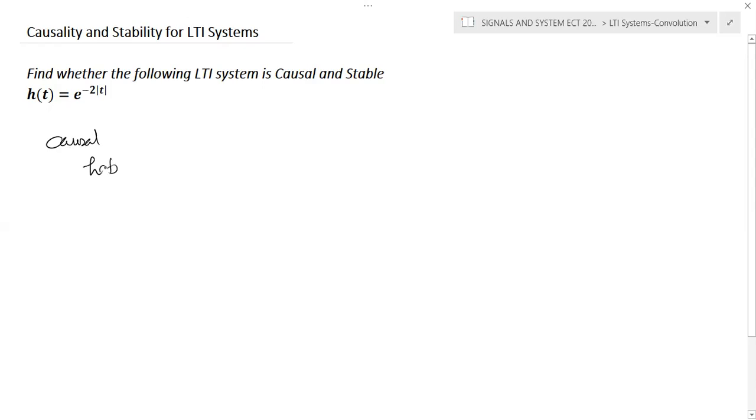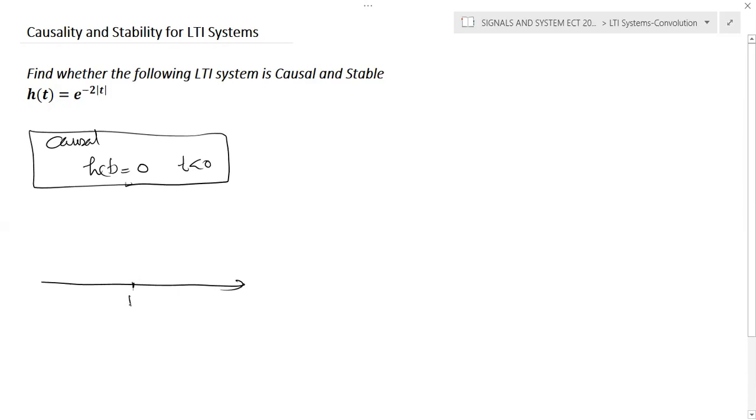If a continuous time LTI system is causal, then its impulse response h of t will be 0 for t less than 0. This is a condition. Now we can verify the signal h of t. Here this is t equal to 0, and if you consider t positive, because it is given e raised to minus 2 modulus of t, you need to consider t as positive. For the negative side, you need to consider e raised to minus 2 into t as negative, so you'll get e raised to 2t.